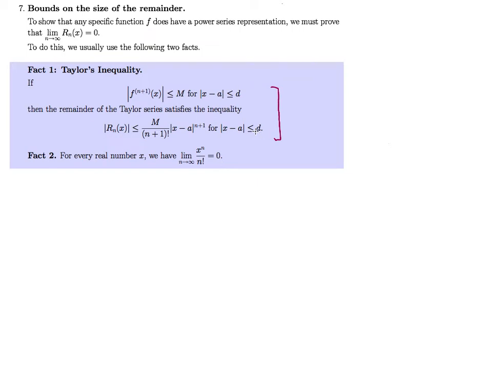What we're going to do is we're going to use Taylor's inequality to show that the remainder goes to 0 for some of these different functions we've just constructed Taylor series for. The exponential function, the cosine function. We need to show that the remainder goes to 0 for those things in order to guarantee that the series actually does converge to the function. So let's see how we can do this.